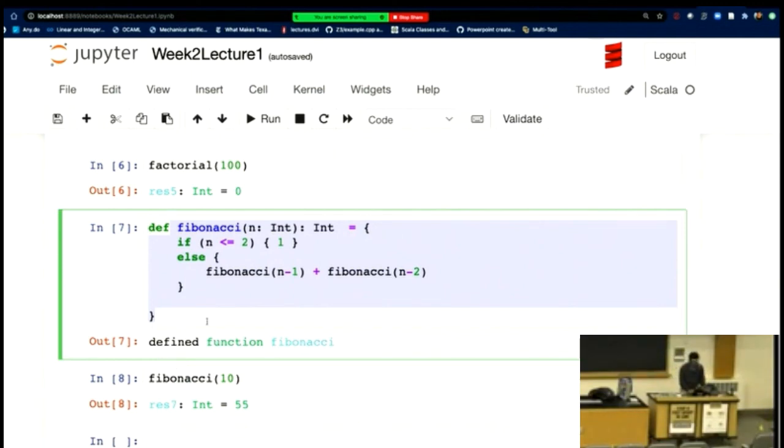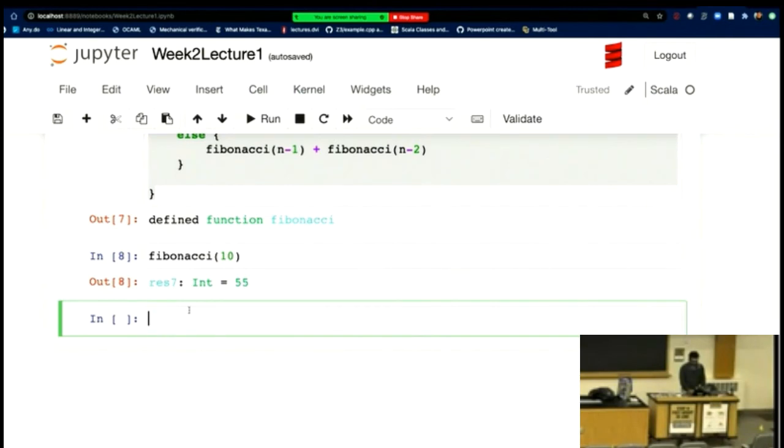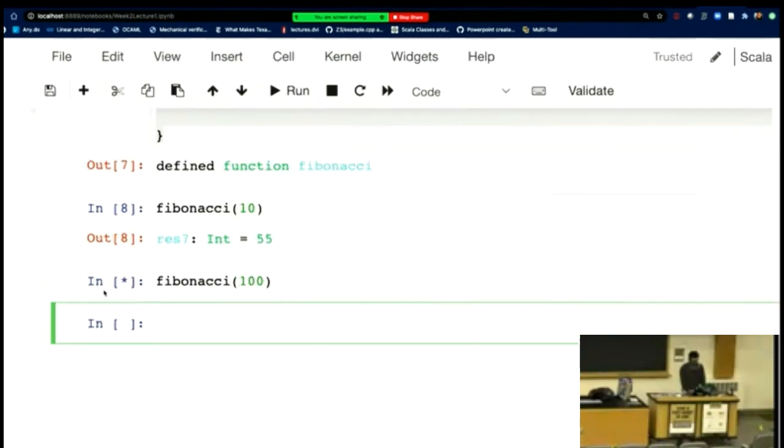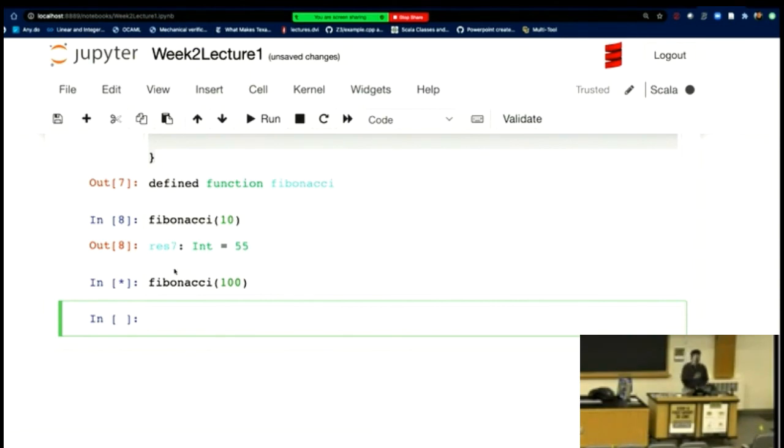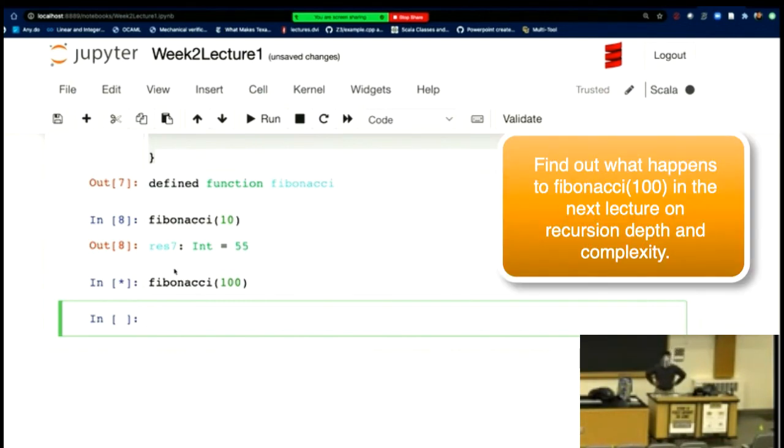All right, Fibonacci is good. Now, obviously, I can do something like this. But you see this star. Many of you solving the assignment would know what this star means. The star means it's still computing. Okay, and this is going to compute for a while. Do I have my computer plugged in properly? Good. Hopefully not going to crash my computer, but it's going to take a really, really long time. Fibonacci of 100. Why is that?